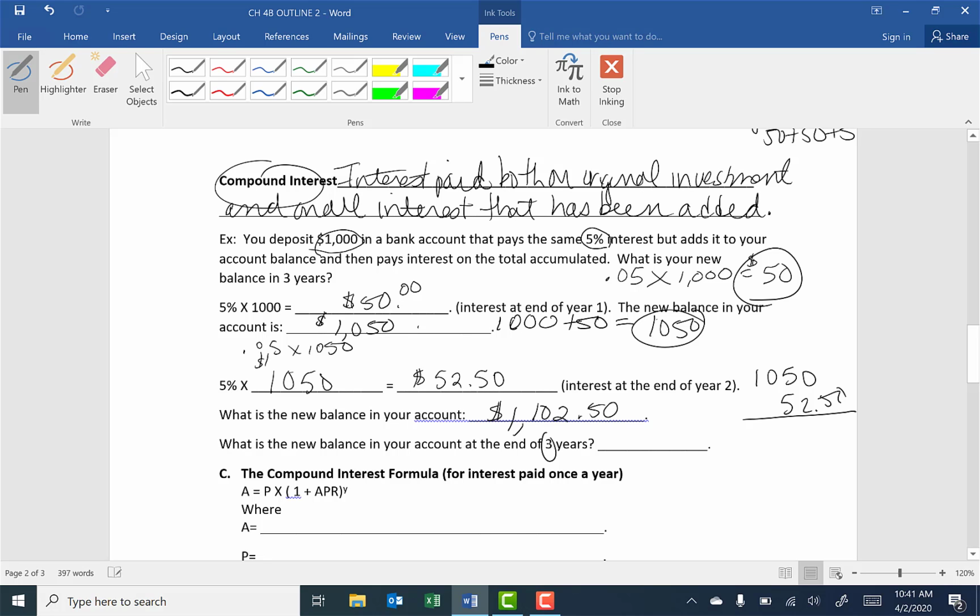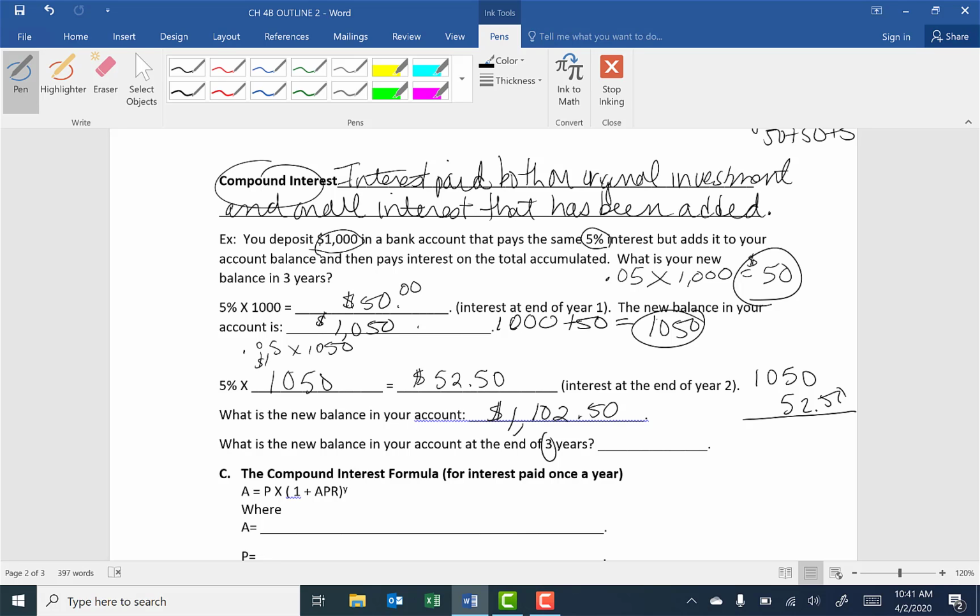We take our balance, which is, my pen is not working for some reason, 1,100, oops, let's erase that. That's a mess. Let's see if we can get the eraser to work. Okay, back to your pen.